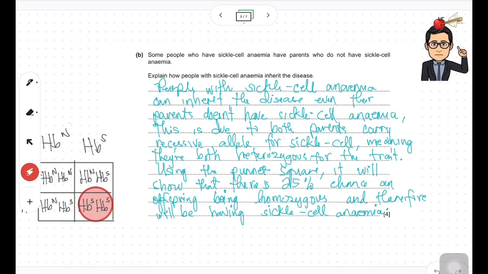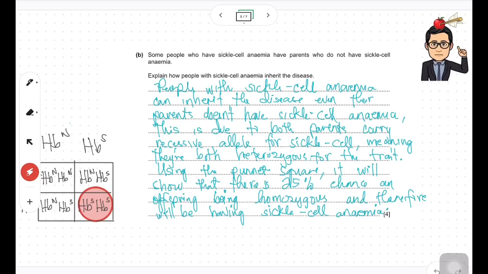Some people who have sickle cell anemia have parents who do not have sickle cell anemia. Explain how people with sickle cell anemia inherit the disease. The answer for that one is written in here. People with sickle cell anemia can inherit the disease even if their parents do not have sickle cell anemia. This is due to both parents carrying the recessive allele for sickle cells, meaning they're both heterozygous for the trait.